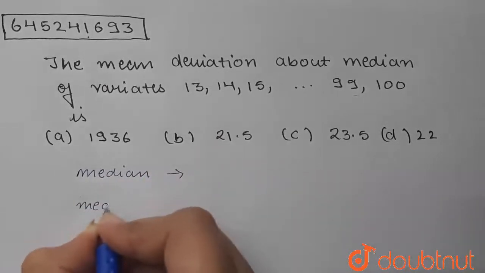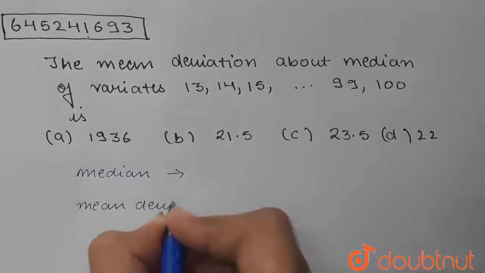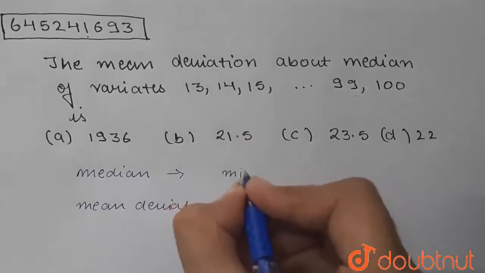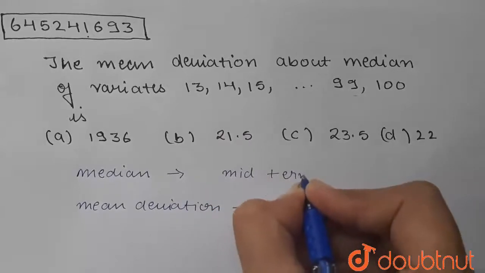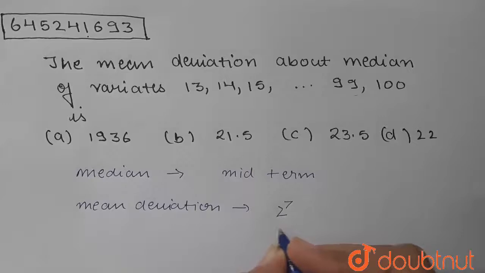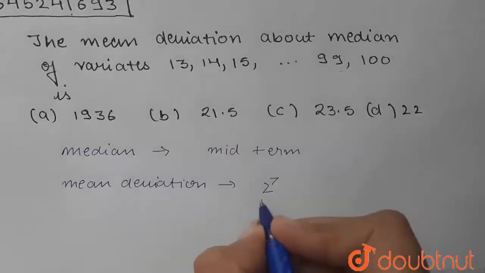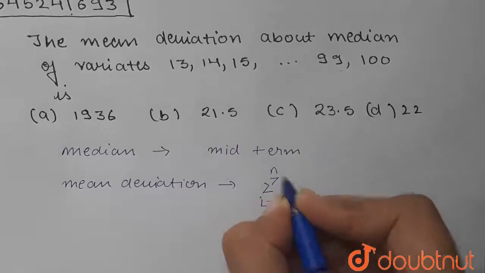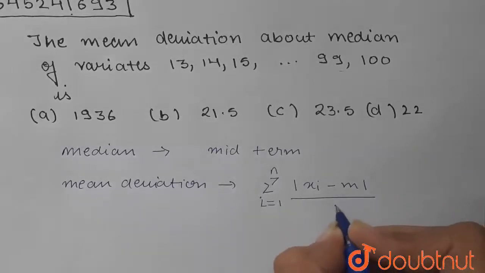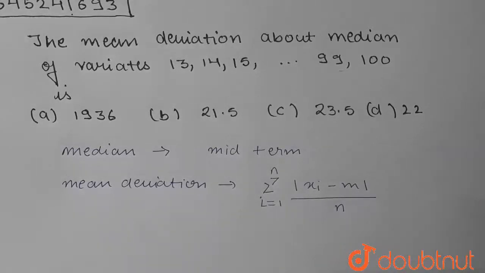For solving this question, first we need to know what is median and what is the mean deviation. Median is nothing but the midterm. Mean deviation we calculate by using this formula: summation of i equal to 1 to n, mod of xi minus m, upon n, where n is the total terms. We are taking i from 1 only, because if you take i equal to 0, there would be n plus 1 terms.